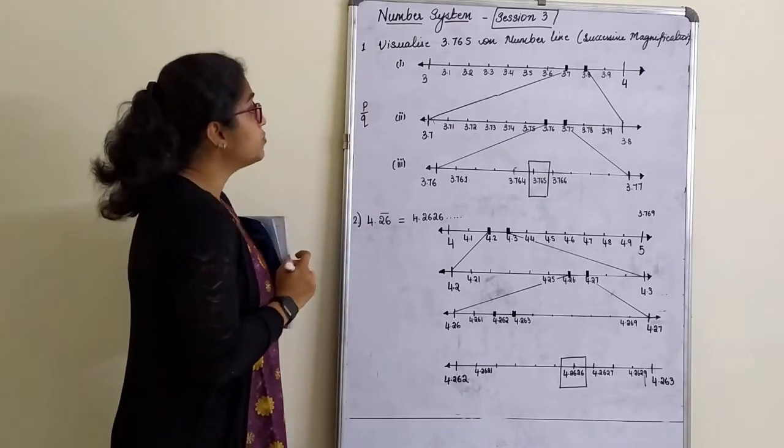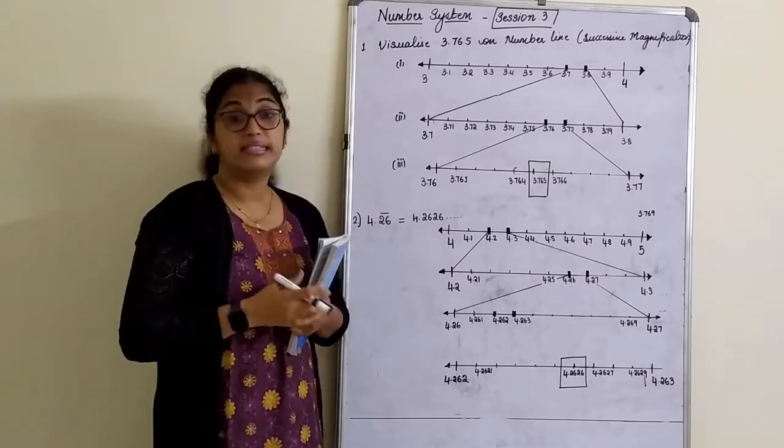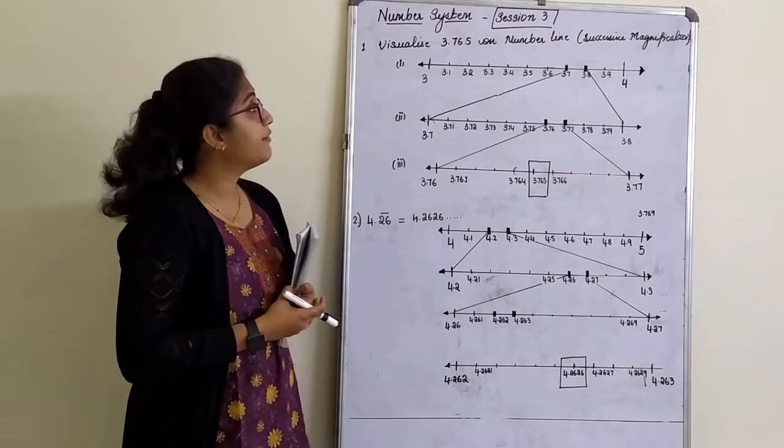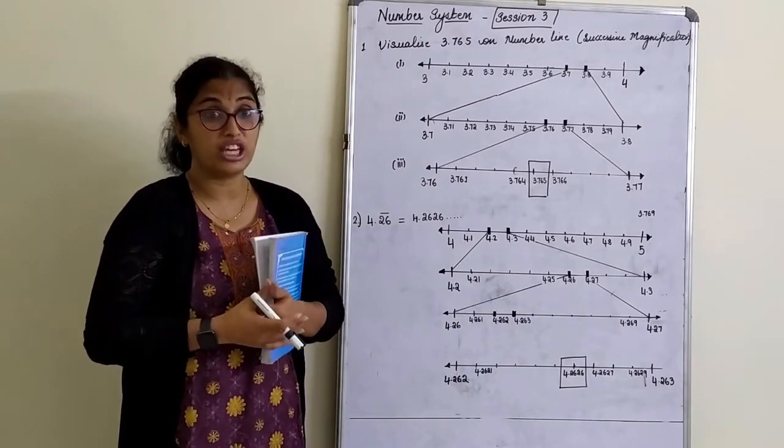So today's class will start with the next exercise, that is the number line. Some decimal numbers are given. We have to visualize those decimal numbers on the number line by the successive magnification method.